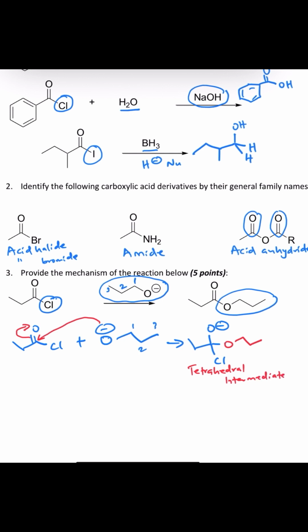And then the last step now will involve the electrons on the oxygen coming back to form a double bond, and at the same time kicking out the chloride leaving group, giving you this product. Now that becomes a carbonyl, carbon double bond oxygen, and because we lost the chloride, we're only left with the alkoxy group added to that position.